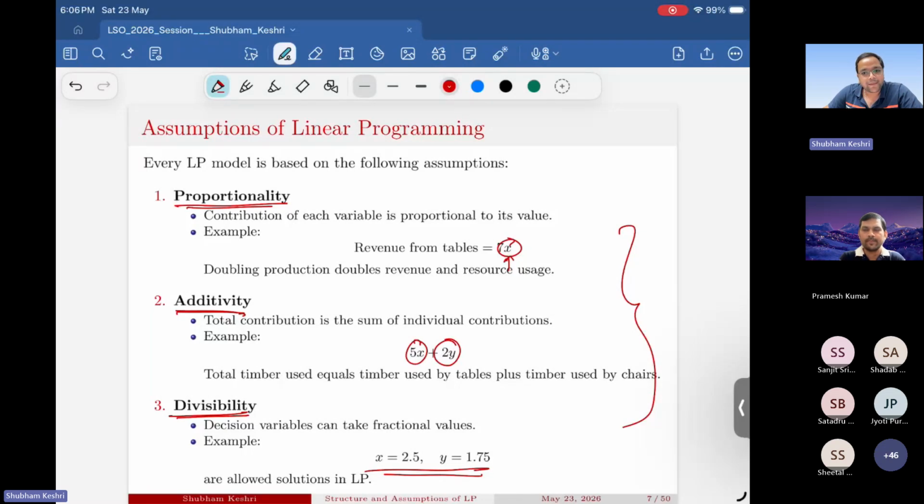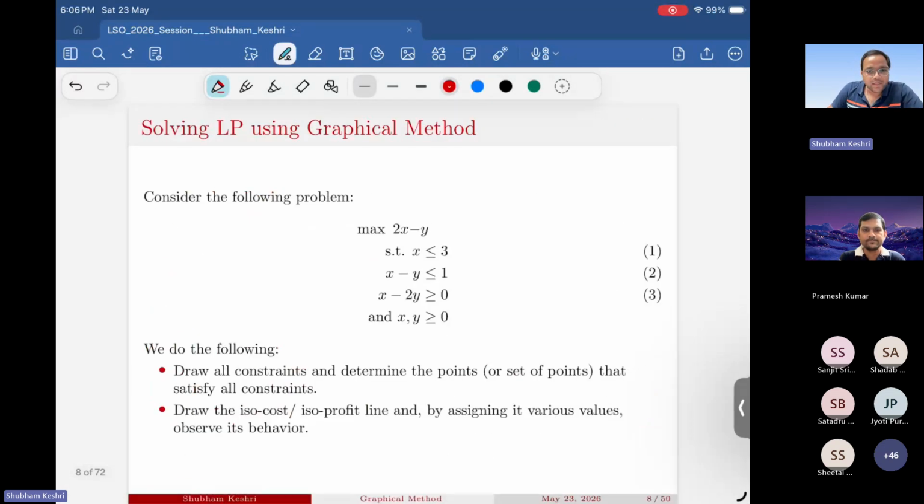Is it all right? Okay. You can unmute yourself anytime and ask questions. Okay, we will move on to the graphical method. How will we see the graphical method?